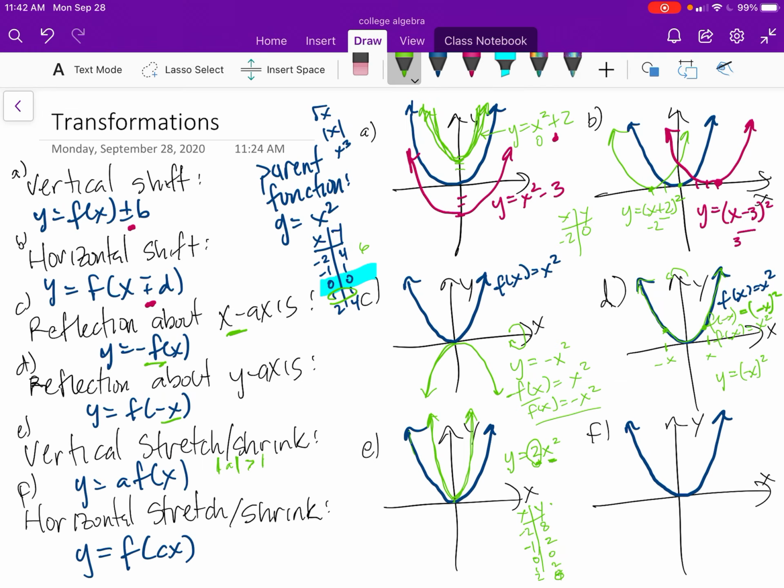And now why do I not care if it's negative? Because that's a different rule, right? If it were negative, it could reflect. So if I had y equals negative 2x squared, I'll do it in pink, I guess. Negative 2x squared would still be stretched, but then it's also reflected. Okay, that's how you could get more than one thing happening here.